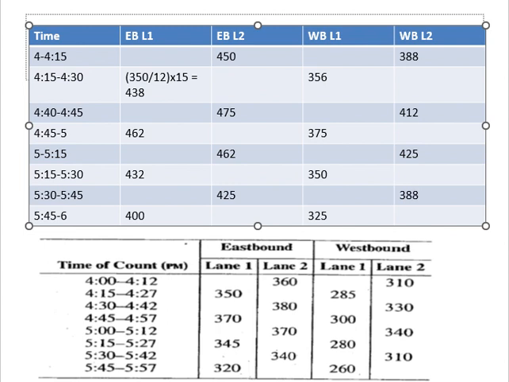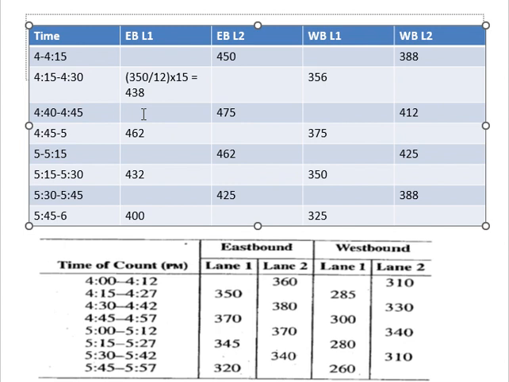Okay. Any problem till now? All counts for 12 minutes, I converted to 15 minutes. Very easy. Now all lanes have gaps, right? I need to fill the gaps. What did we say? We will fill the gap by taking average. So give me the gaps.